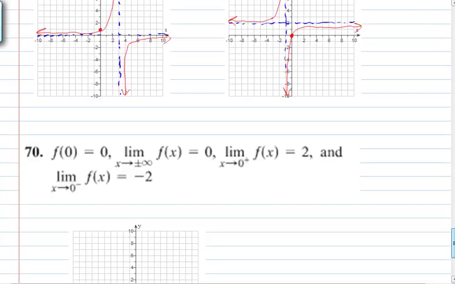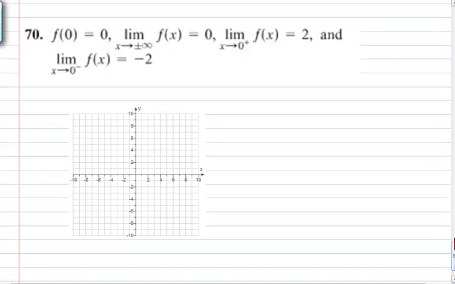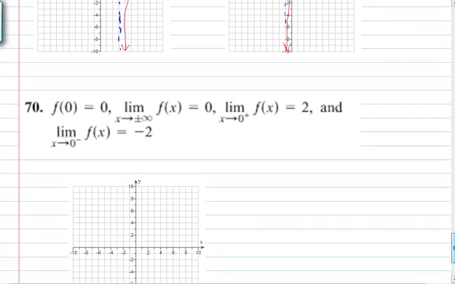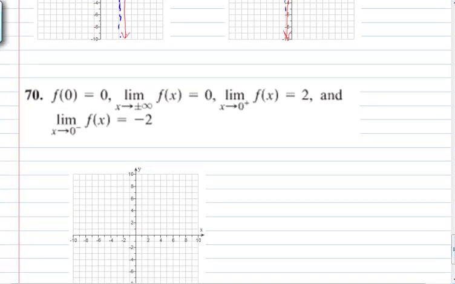Okay. Number 70. I guess I should have written down the instructions, huh? Oh, I know what the instructions said. They said sketch a graph with these, find a graph with these given conditions. Not find, draw, sketch.